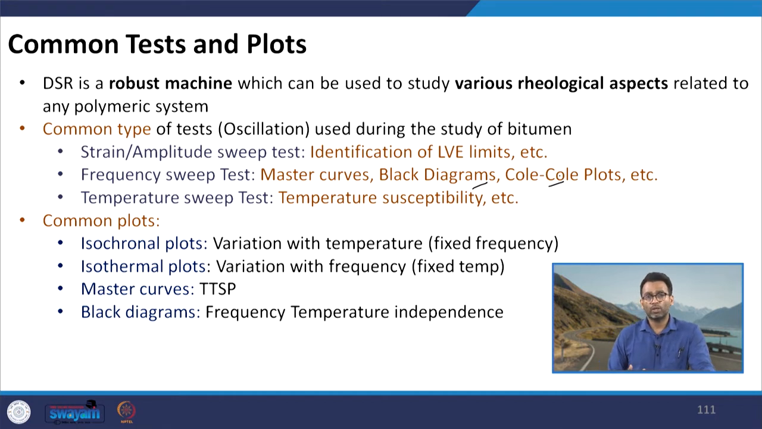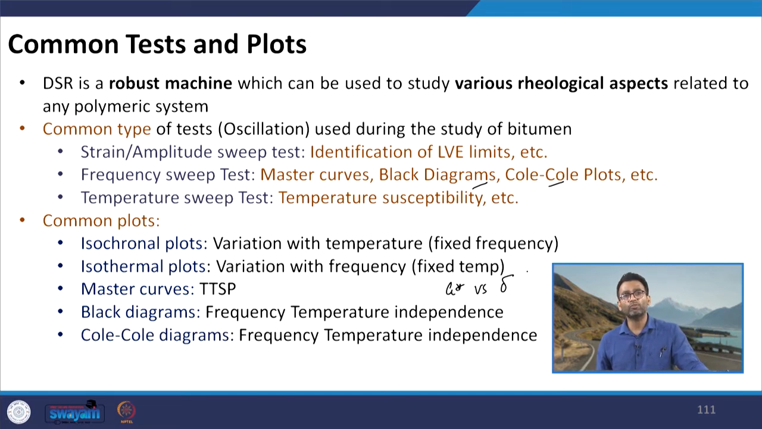Black diagrams are something which do not depend on the frequency and temperature while plotting the graph. If you have data at different frequencies and temperatures, we can directly plot black diagrams, which show the variation of the complex modulus versus phase angle. We can further plot Cole-Cole diagrams. In Cole-Cole diagrams, we see the variation of G double dash versus G dash, which is the relationship between the loss modulus and the storage modulus.